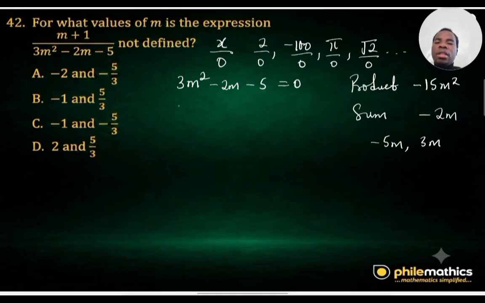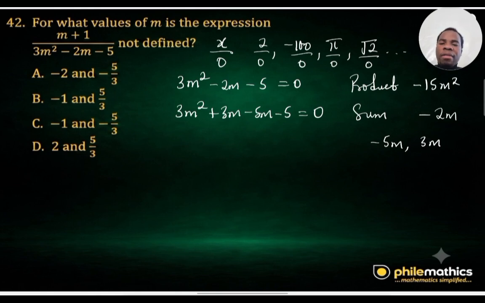So we have 3m squared. Since 3 is the coefficient of m squared, it's wise to start with 3m squared plus 3m minus 5m minus 5 equals 0. Because at the end of the day, this is the same thing, because 3m minus 5m is still minus 2m. Now we can factorize easily.